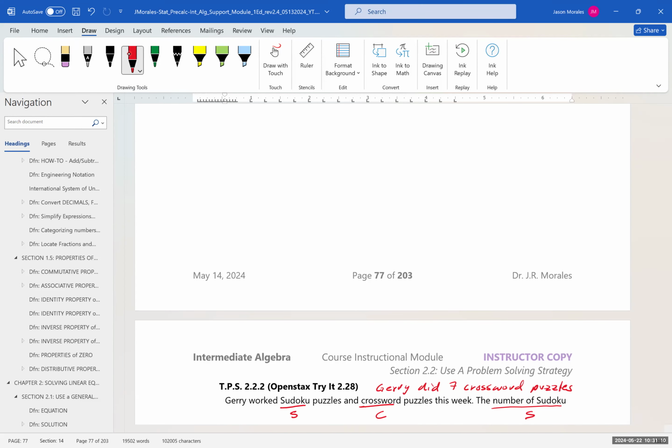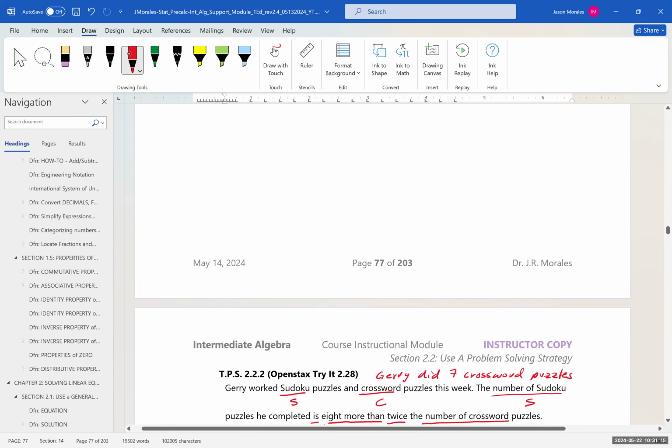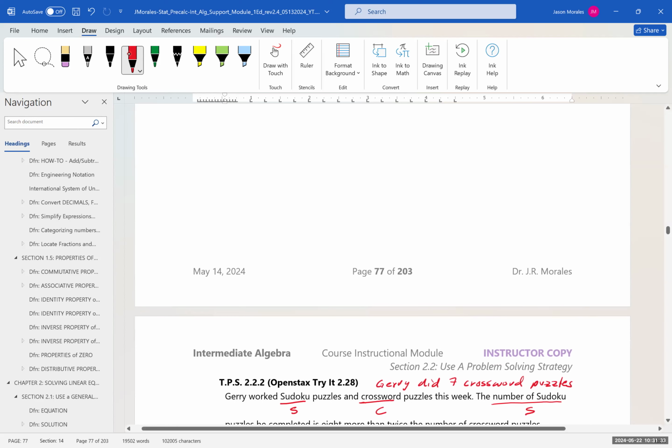Okay, this next example I've got here down at the bottom of the screen. This is a think, pair, share activity. So this is one that you as a student are tasked to try on your own first. What I've done here is I've already worked this out, but I've put the answer across the top. So the answer is Jerry did 7 crossword puzzles. So knowing the answer, try to work this out on your own.